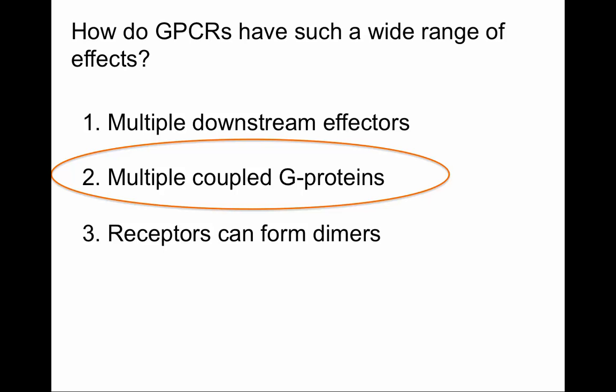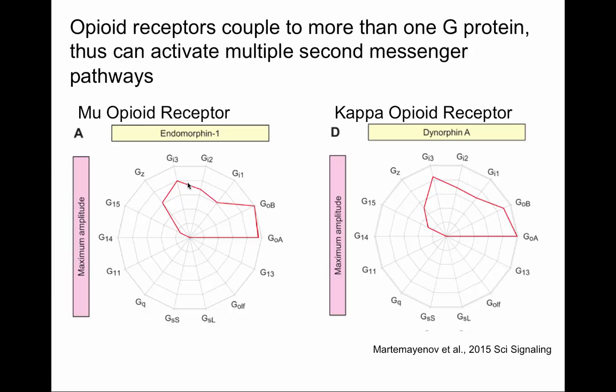Next, we'll talk about how GPCRs can be coupled to multiple G proteins, resulting in multiple effects. There are many different types of G proteins, and we now know that a GPCR is not necessarily coupled to just one G protein. These graphs are called webs of G protein activation, with the different types of G protein on the outside and the red line shows how strongly activated the different G proteins are. The further towards the edge of the circle, the stronger the activation.